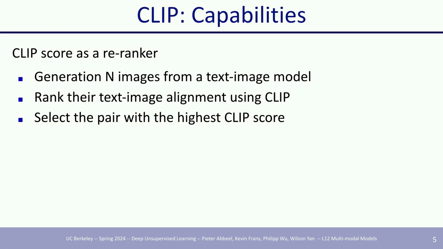And for DALL-E, what they did was they would generate, let's say if you had a text caption, you can generate maybe 10 or 100 images. Then if you want to choose one pair from that, you can just compute the CLIP scores for all 100 pairs and then choose the one that has the highest alignment, which usually works pretty well.